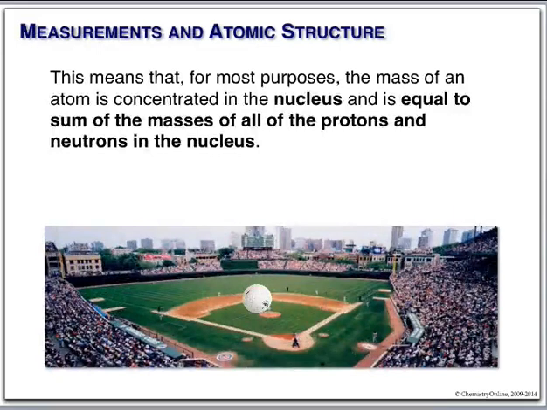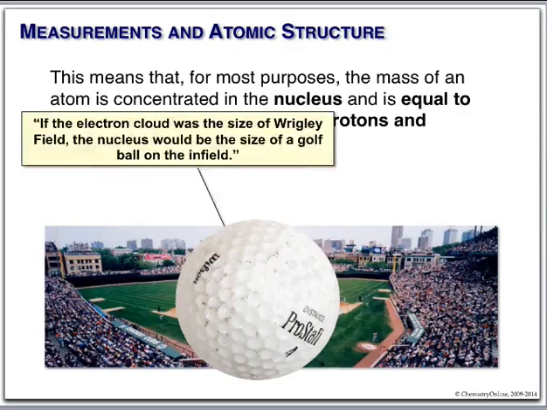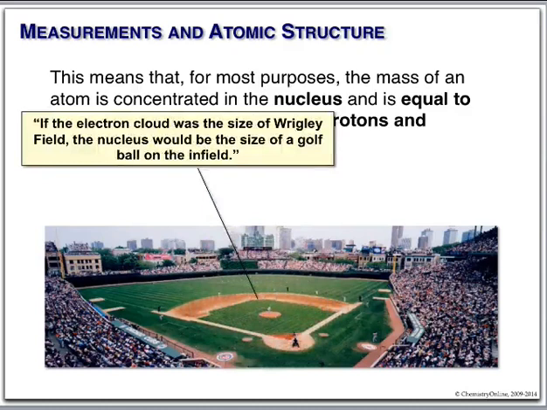This is Wrigley Field. We have bleachers, we have rooftop bleachers, and this is a golf ball. Just to put the size of the nucleus into perspective, if we had an atom where the electron cloud was the entire size of Wrigley Field, one end to the other, the nucleus, this guy, would be represented by the size of a golf ball sitting on the infield. And again, that's virtually all of the mass of this atom. Atoms are essentially empty space. Little tiny nucleus and a big electron cloud.